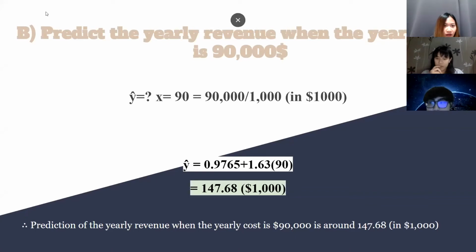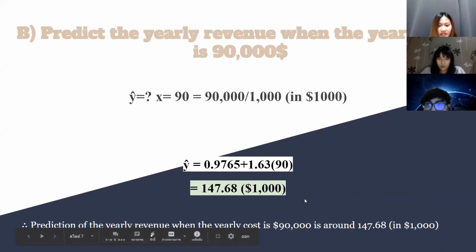And question B, predict the yearly revenue when the yearly cost is $90,000. We will change $90,000 into units of $1,000. That is 90,000 divided by 1,000, and put x equal to 90 into the formula y hat equals b0 plus b1 x, and the answer is 147.68. Therefore, the prediction of the yearly revenue when the yearly cost is $90,000 is around 147.68.